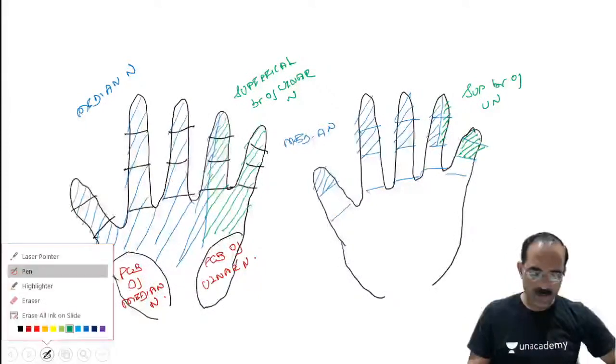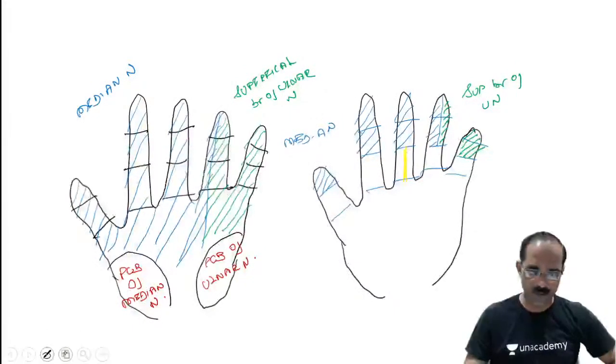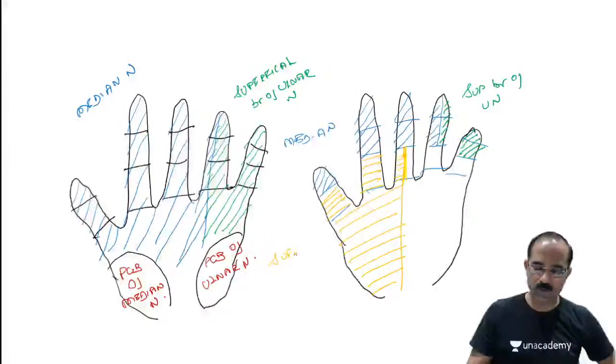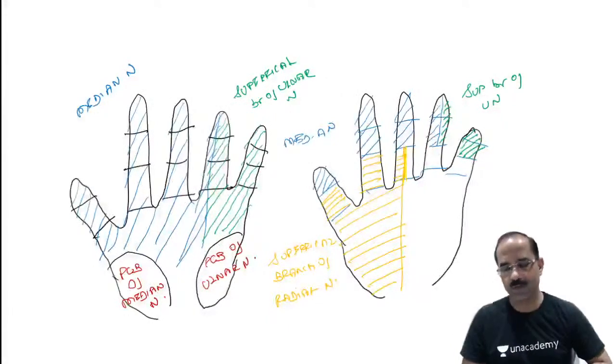Now tell me, children, who's going to supply the proximal phalanges of 2.5 fingers and the dorsum? It is supplied by the superficial branch of radial nerve. Very good. Not the radial nerve itself, it is the superficial branch of radial nerve.